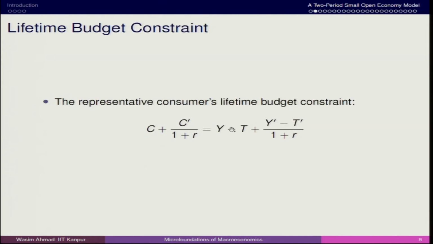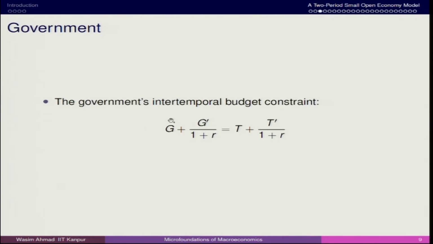Similarly, if the individual is paying the tax T, this is going to the government. So, here we have the government's intertemporal budget constraint. In this case you have the government in the current period. So, this is the expenditure and this is the income. So, lifetime tax revenue is equal to lifetime government expenditure.